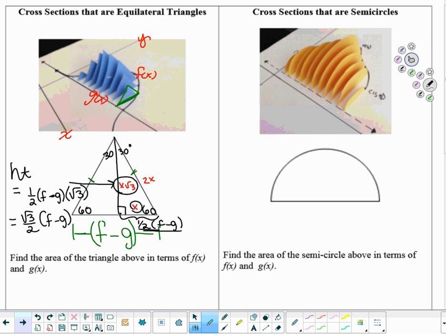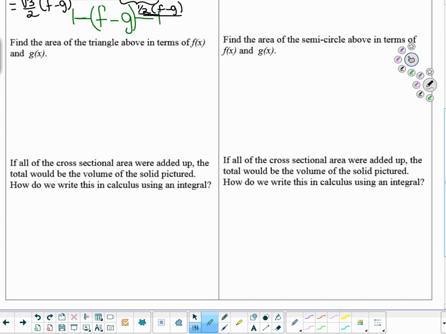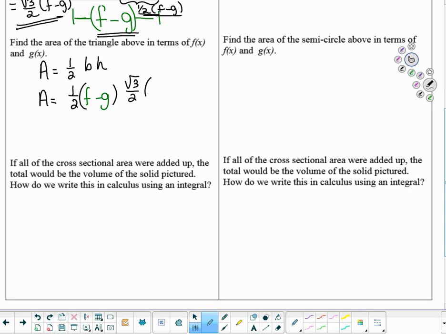All right, keep those figures on your paper. Now let's find the area of the triangle above. Area of a triangle formula, basics, 1/2 base times height. Area of an equilateral triangle: we have our 1/2. My base, total distance across the base, is that f minus g, isn't it? The height was up here, and that was a root 3 over 2 times f minus g.